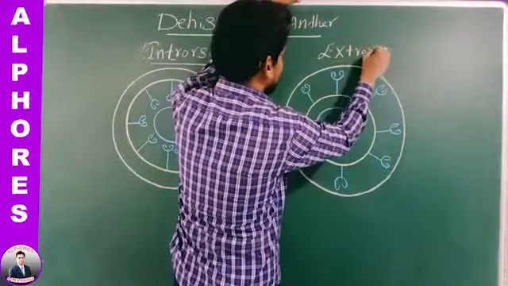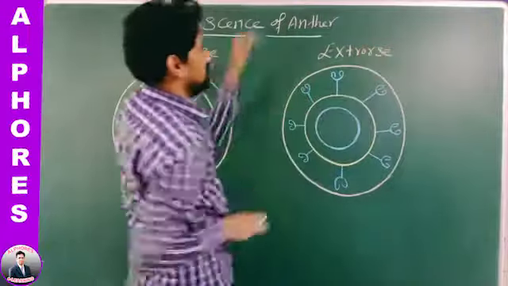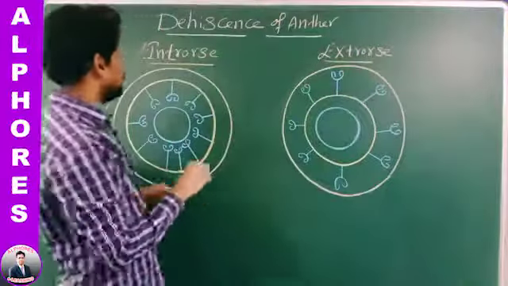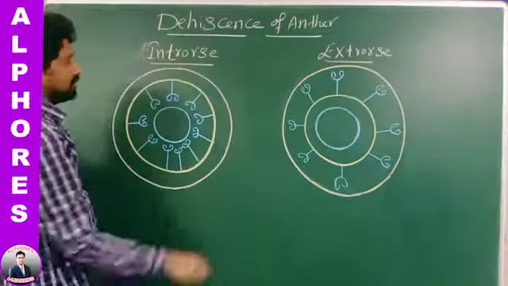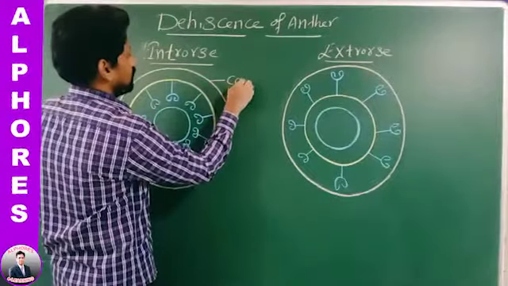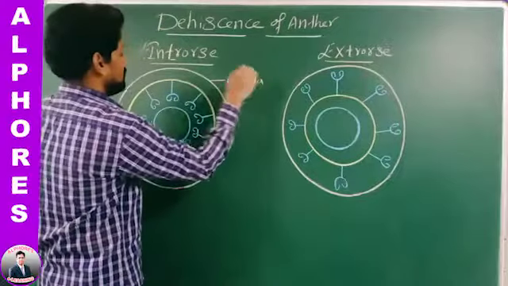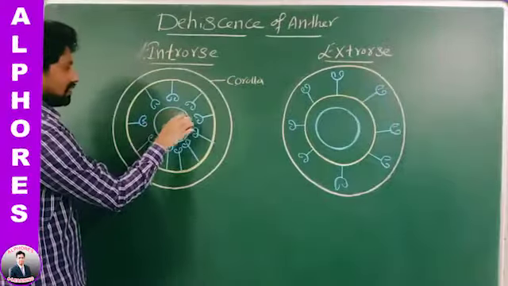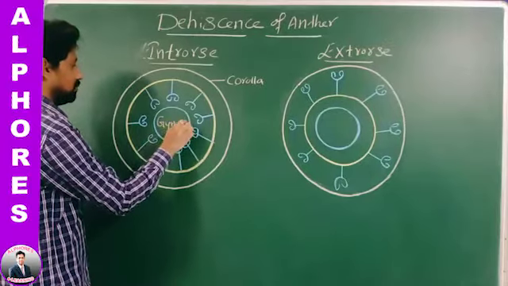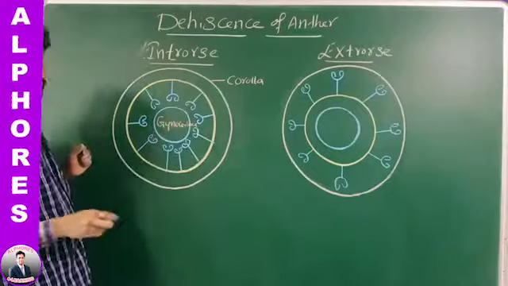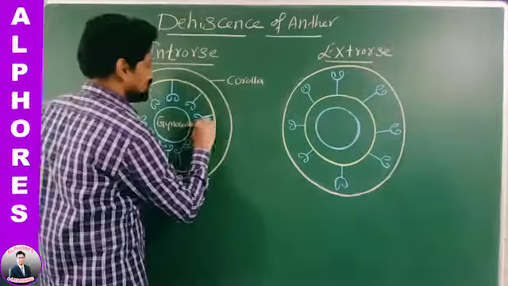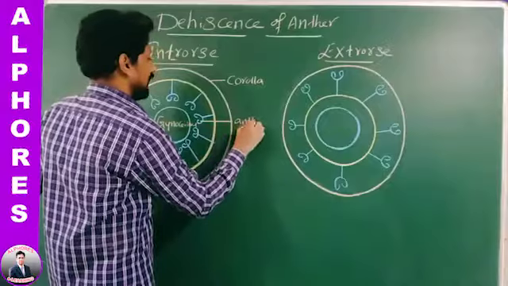It may be either introrse or extrorse. Now see here. In this diagram, this is the corolla. This center one is the gynoecium. All these are stamens. Now this is the anther. See the diagram carefully.